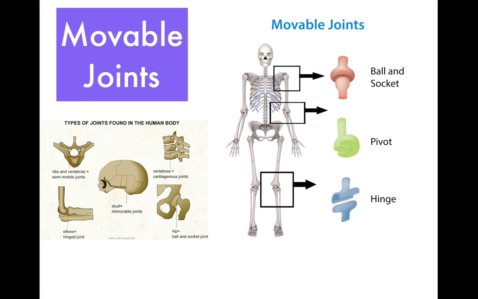In this slide, you can see how some of those movable joints work. For example, ball and socket joints can be found in the shoulder, pivot joints can be found in the elbow, and hinge joints can be found in the knees. Pause the video now and move around each one of these body parts. While you're moving around, think about how those joints work.